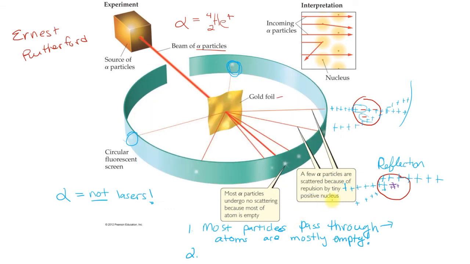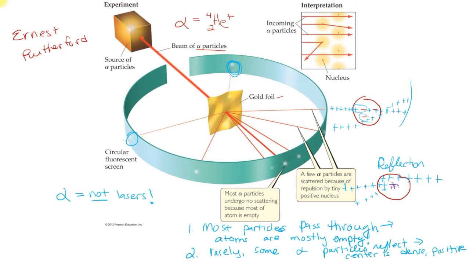All right. So this beam that got reflected is important. So some alpha particles are reflected. The only conclusion we could draw from that is that the center of an atom is very dense and very positive. You can't have a reflection like that any other way.